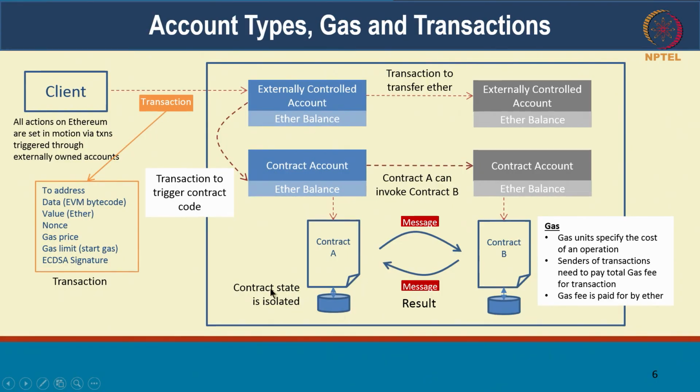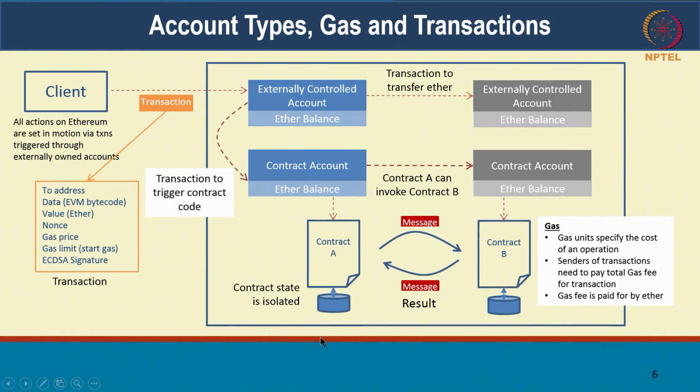And apart from invoking one contract, these contracts can also invoke other contracts. Similar to Fabric, where one chain code can invoke another chain code, one contract can call another contract, and again there can be a transfer of balances between contracts as well.